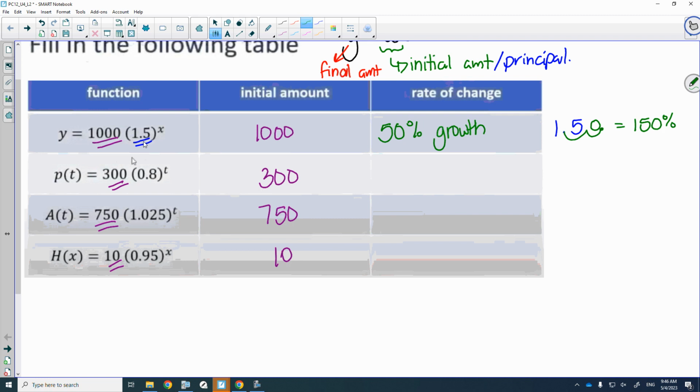Does anybody know what 0.8 would be? It would be a decay, but what percentage decay would 0.8 be? 20% decay. Yes. So we'll write it down and then I'll show you how you'd figure out the math if you needed. So that would be a 20% decay. So 0.8, if you needed, convert it to a percentage to think about it a little bit better. 0.8 is equivalent to 80%. From 100%, if you're going down to 80%, that's 20% decay.